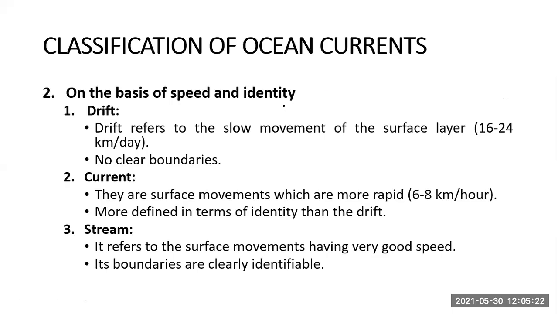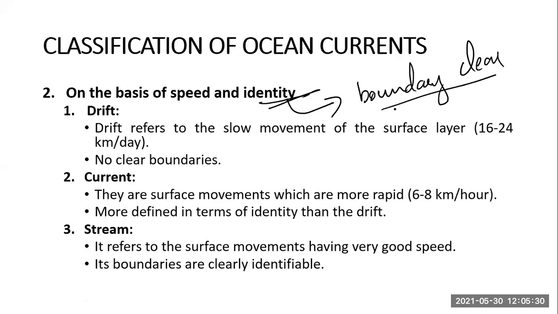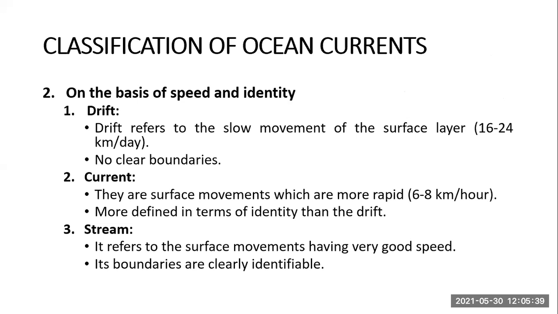Identity, that is, how well the boundary of that particular current can be identified. If it has a clear boundary, then we will say that that ocean current has a good identity. We'll be discussing that. You'll get clarity when you look at the examples.